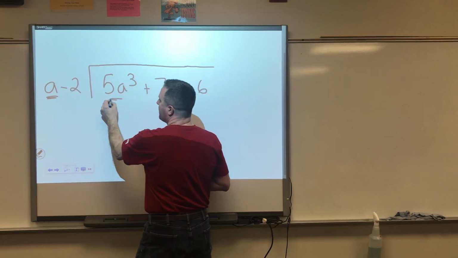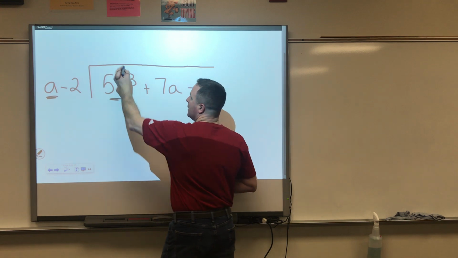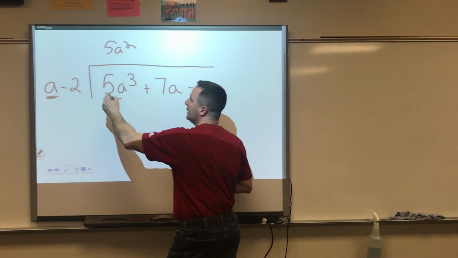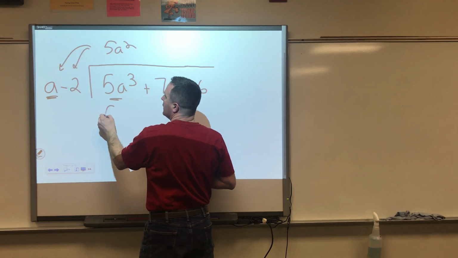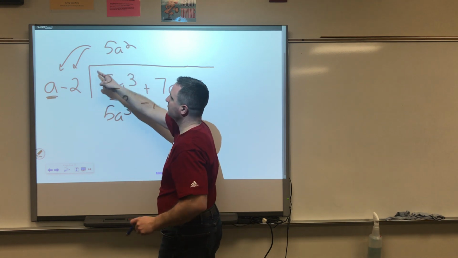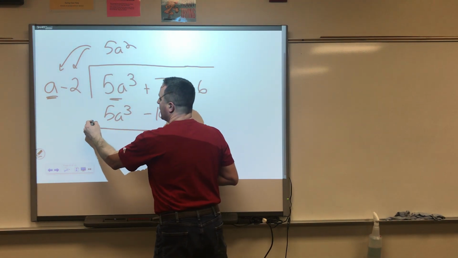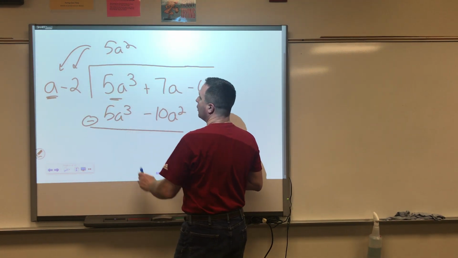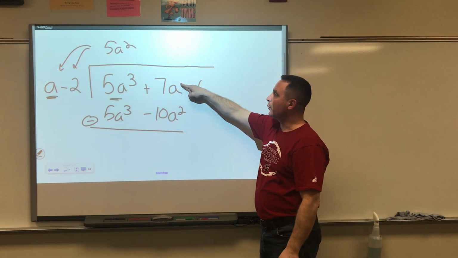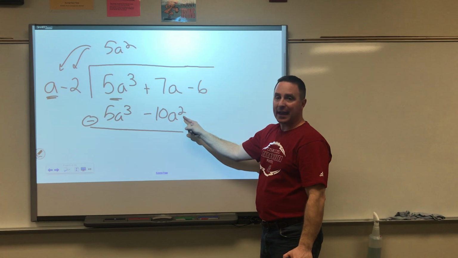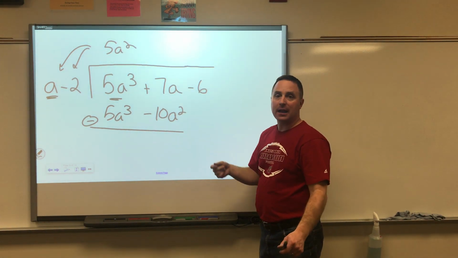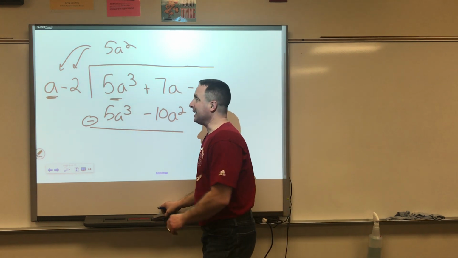What do I multiply a by to get 5a cubed? Well, I need a 5a squared. I need a 5 and 2 more a's. If I distribute, I get 5a cubed minus 10a squared. And now if I subtract, those will go away, but right here I have a problem. How do I subtract a's with a squareds? They're not like terms, are they? So now what do you do? Well, that's what made this special.